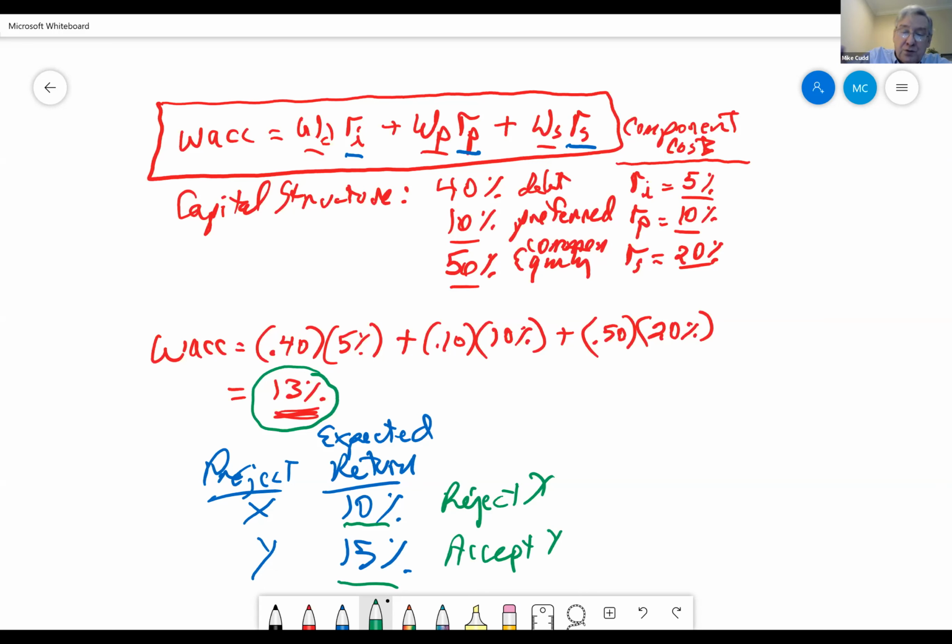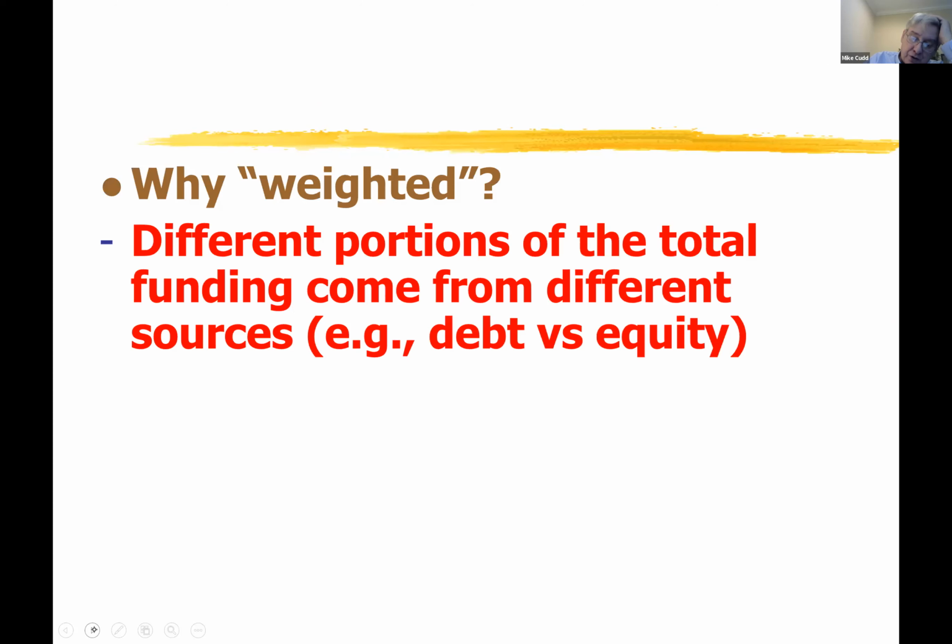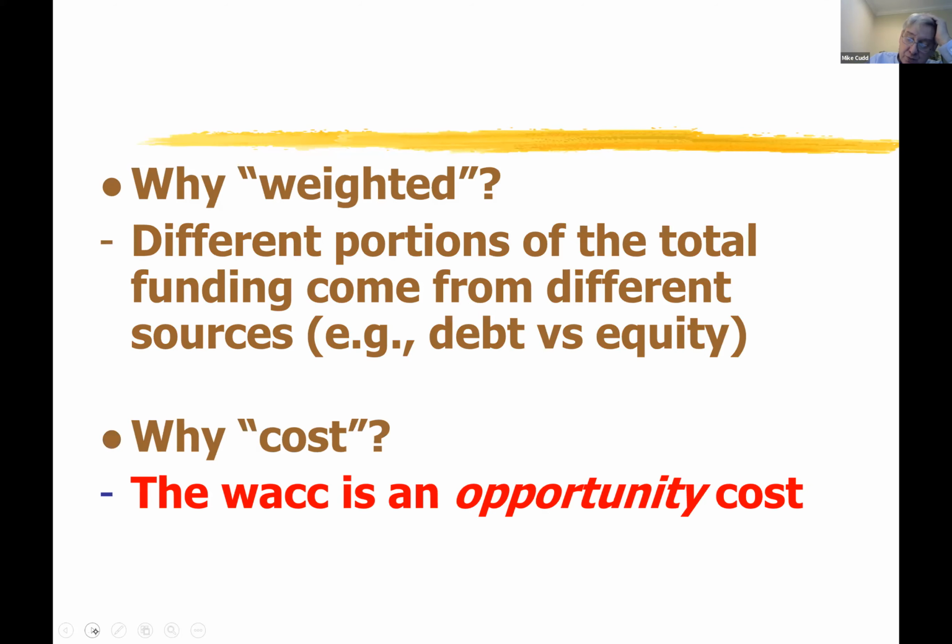Okay, see how this works. Why do we call it weighted? Because we get a certain amount of money from each source. You know, in my example, 40% from debt, 50% from common equity. Why do we call it cost? It's really an opportunity cost. Or as your author likes to refer to these, component costs. Each source of funding has its own required rate of return, its own component cost.